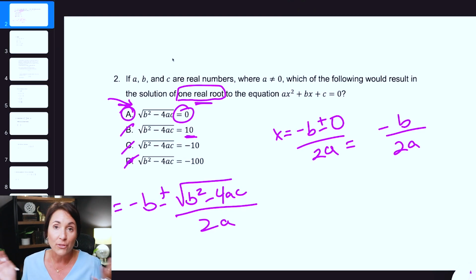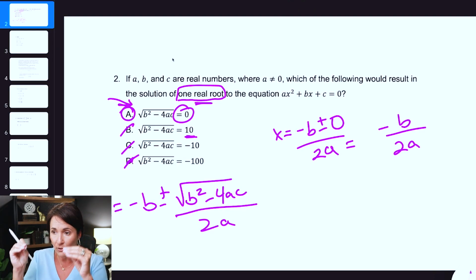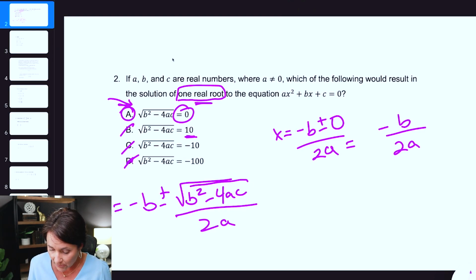So that's A. Now, the quickest way to do this is, if you're looking for one real root, it needs to equal 0 under the radical. Not the whole thing is equal to 0, just what's under the radical needs to equal 0, okay? That will give you one real answer, one real solution, one real root, okay?